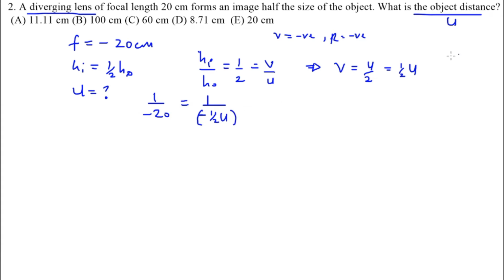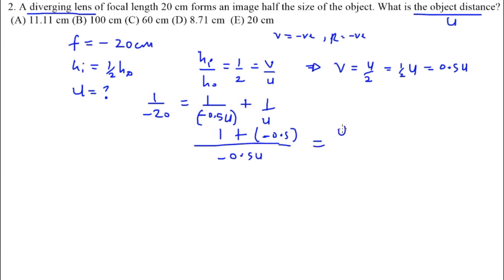And I'll prefer to write it as 0.5u, just to avoid this fraction. 0.5u plus 1 over u. Okay, so I can find the LCM, which is supposed to be minus 0.5u, and this will be 1 plus this. I will have minus 0.5. Okay, that means 1 minus 0.5 is 0.5 upon 0.5u, negative sign, don't forget. Okay, that's minus 1 over 20.